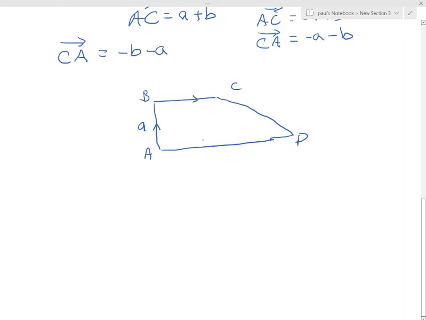D over there. And we're going to make that vector B, and we're going to make that vector C. Now this is a trapezium. So the properties of a trapezium is the top and bottom are parallel.